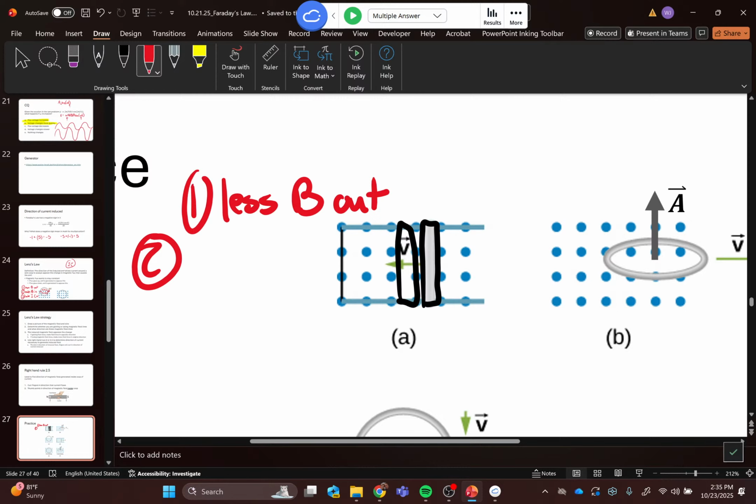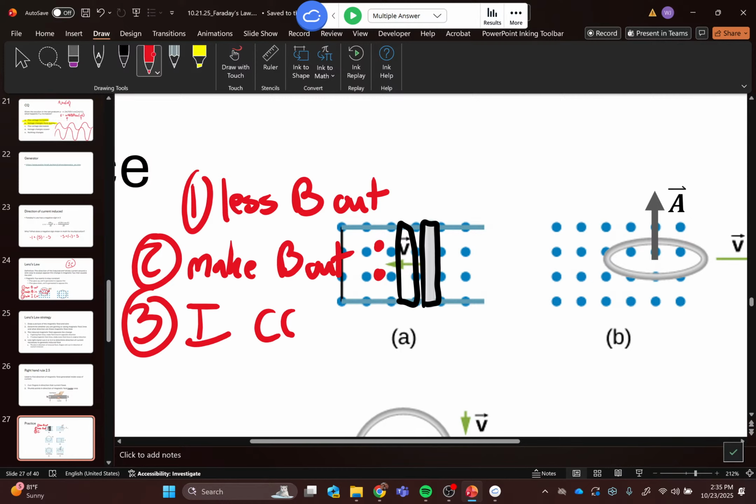So, analogy, if I'm losing field lines, if I'm losing money in my bank account, what do I do? I put more money in my bank account. Counteract the change. How do I counteract losing? I make more of it. I make more of it out of the page. So I'm going to make more dots to counteract what I was losing. And this is going to make a current counterclockwise to make that happen.